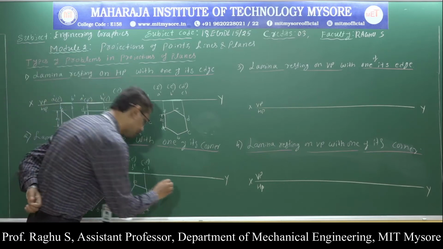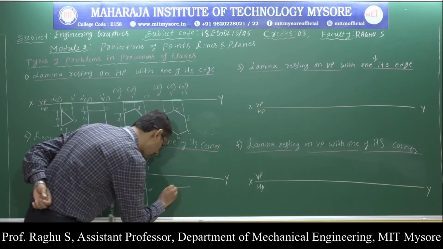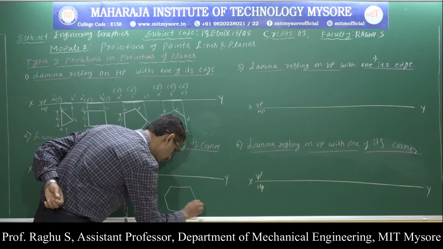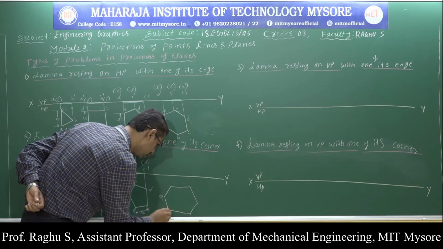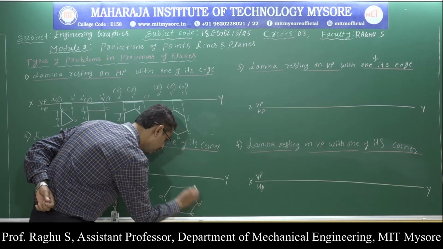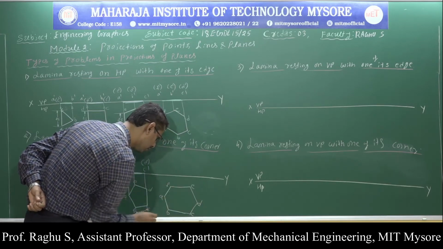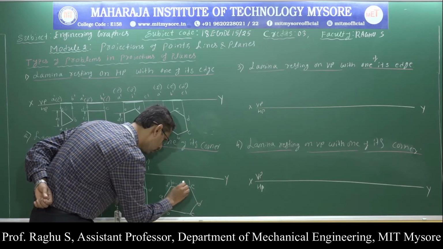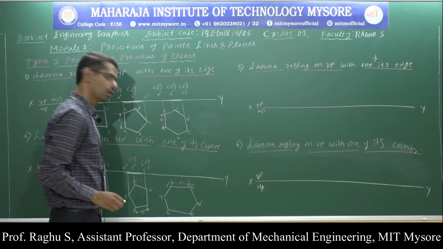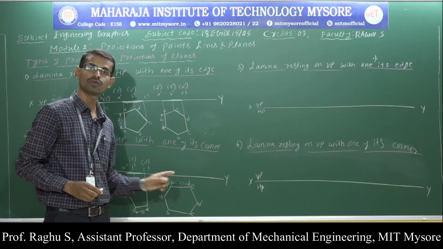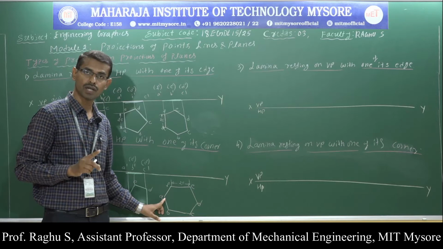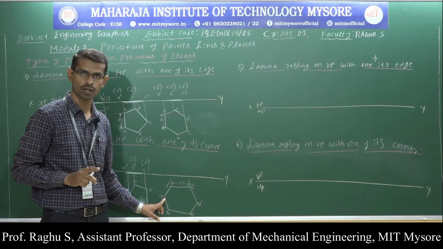Next, hexagonal lamina. Lamina resting on HP with one of its corners. Mark A, B, C, D, E, F. Indicate the dimension on any one of these sides. Let it be 25 mm. Out of 6 corners, which one is the resting corner? The corner towards the left side is considered as the resting corner.